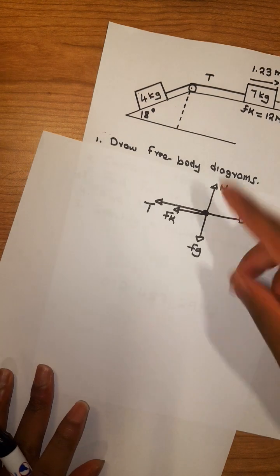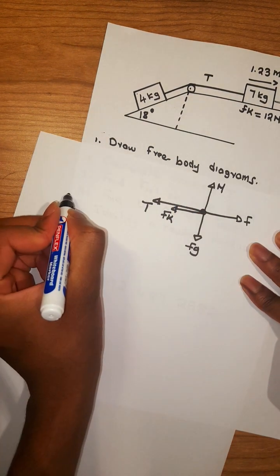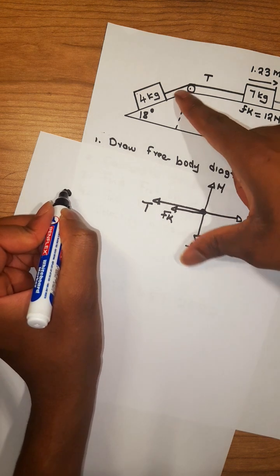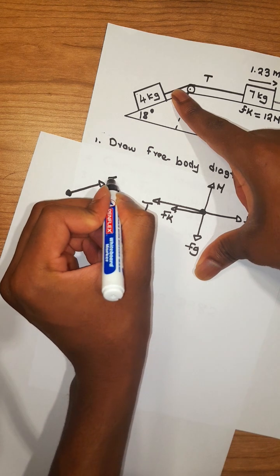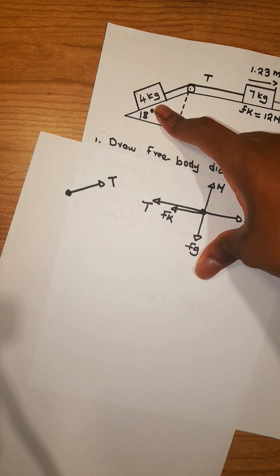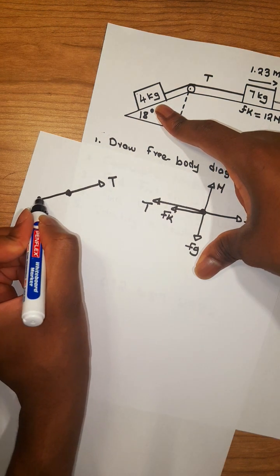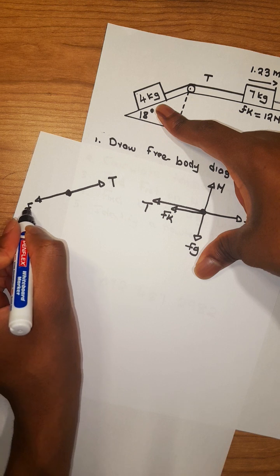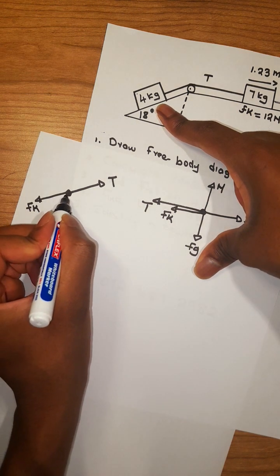So this is your free body diagram for the 7 kg block. But what if you want to draw the free body diagram for the 4 kg block? How do you do it? Well, you're just going to start with your dot, and then you obviously have some sort of tension that's going to be on this side. It's just that I didn't copy the statement, but this 4 kg block does have frictional force. And the other thing that it has is the Fg parallel.